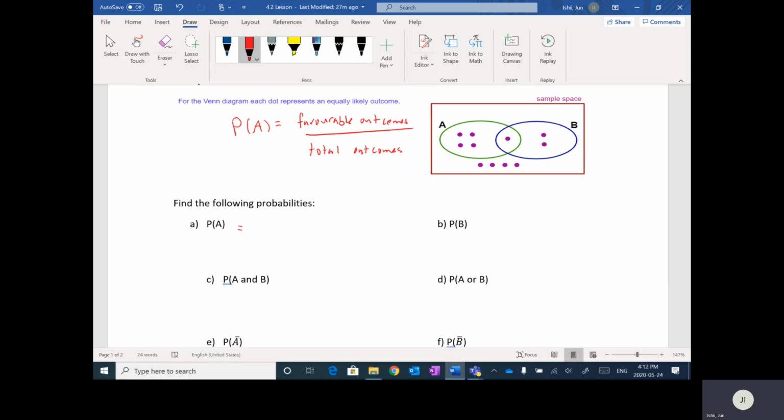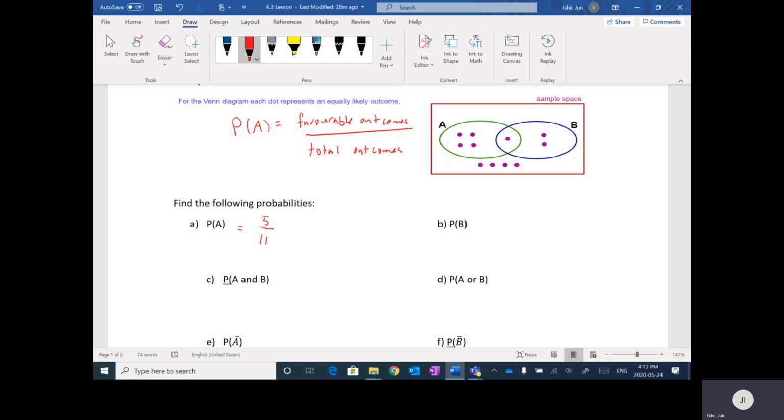That's your basic probability formula. If we look here, within ring A, which is this green ring, we have 4 here, but we also have this 1 that's overlapping with event B. So the number of favorable outcomes for event A is 5, the 4 plus the 1. The total number of outcomes is each one of these dots. If I count these up, there are 11 total possible outcomes, or 11 dots. So the probability of event A is 5 out of 11.